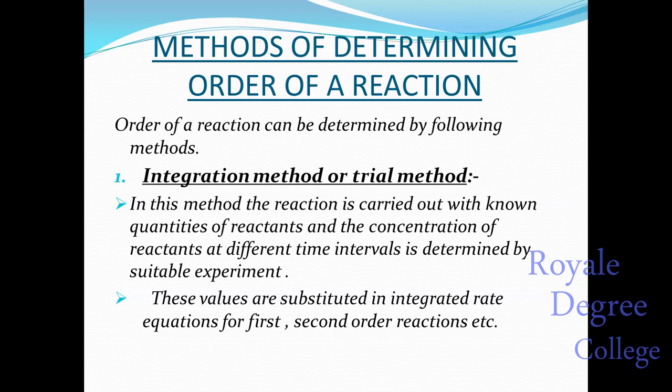First one is the integration method or trial method. In this method, the reaction is carried out with known quantities of reactants and the concentration of reactants at different time intervals is determined by a simple experiment. These values are substituted in the integrated rate equation for first, second order reaction, etc.